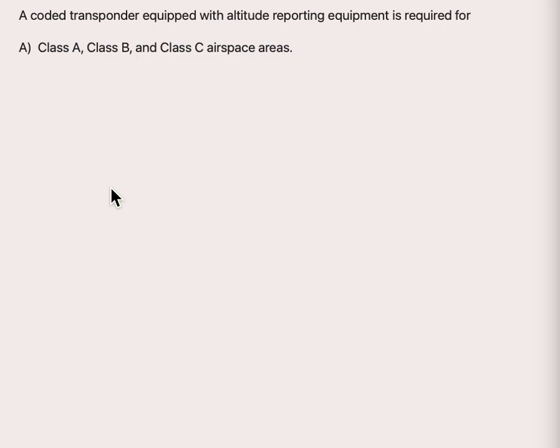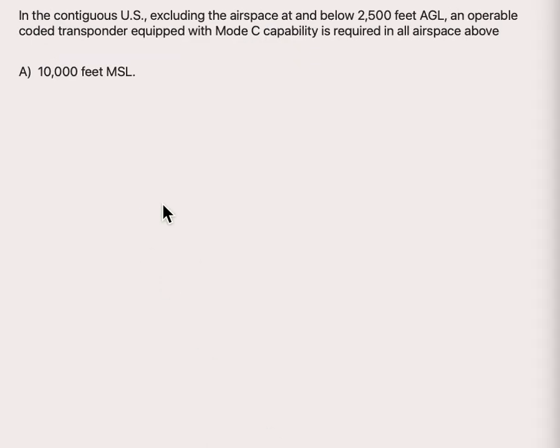A coded transponder equipped with altitude reporting equipment is required for Class Alpha, Bravo, and Class Charlie airspace areas. So altitude reporting transponder, I think is a Mode C transponder, is required for Class Alpha, Bravo, and Charlie airspace areas. In the contiguous U.S., excluding the airspace at and below 2,500 feet above ground level, an operable coded transponder equipped with Mode C capability is required in all airspace above 10,000 feet.